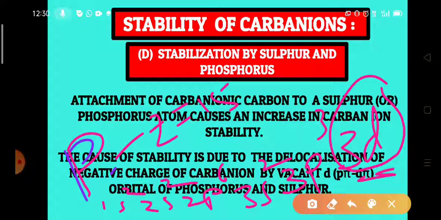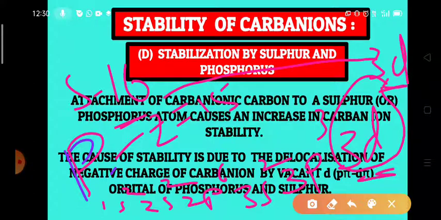Okay, and we know well the sulfur electron configuration, atomic number is 16, and the electron configuration becomes 3s2, 3p4 and 3d empty. That means sulfur atoms also have the 3d orbitals. Phosphorus atoms as well as sulfur atoms have empty d orbitals in them.